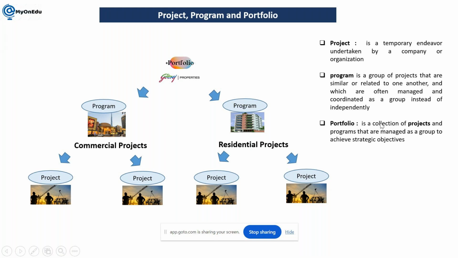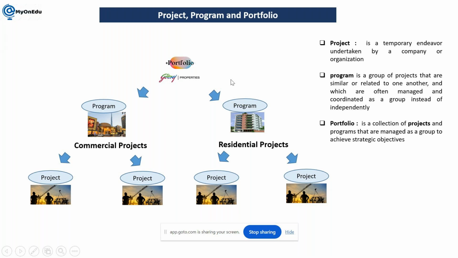So portfolio is a collection of projects and programs that are managed as a group to achieve strategic objectives. A program is a group of projects that are similar or related to one another and which are often managed and coordinated as a group instead of independently. So we are just keeping similar projects at one place.